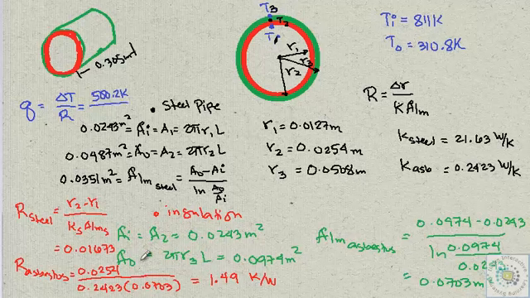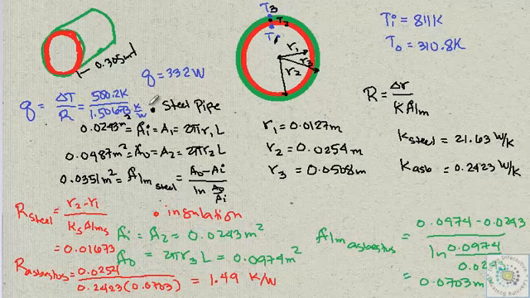And how about the total resistance? You simply add the two because they are in series. Resistance in series, the total resistance will just be added: 0.01673 plus 1.49 gives me 1.50673. The unit here is Kelvin per watt, so the Kelvin will cancel. And finally, I'm getting a Q equal to a value close to 332 watts.